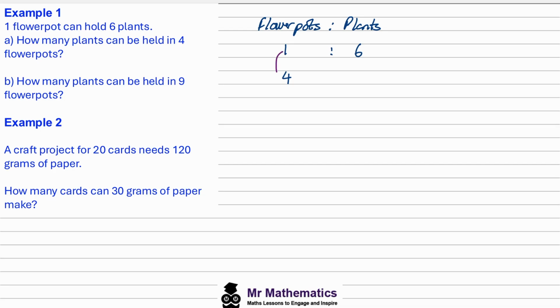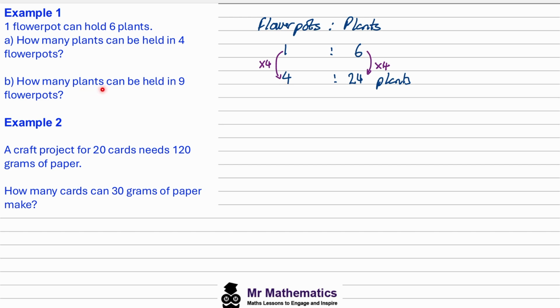If we multiply the 1 by the 4, we get the 4 flower pots, but we need to do the same to both sides, and this will keep it balanced. So 6 times 4 will give us 24 plants, okay? So it's all about setting up the original ratio and then scaling it as we need to.